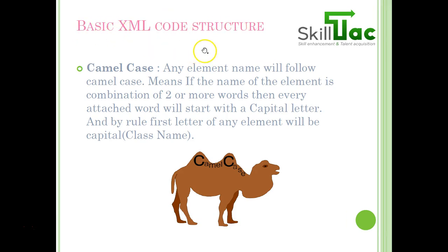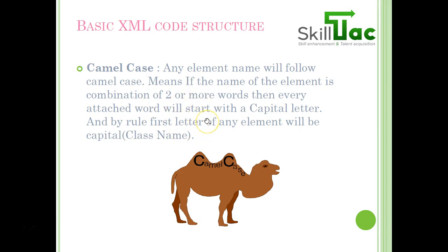So let's see, here first is the camel case. Any element name will follow camel case, meaning if the name of the element is a combination of two or more words, then every attached word will start with a capital letter. And by rule, the first letter of any element will be capital.